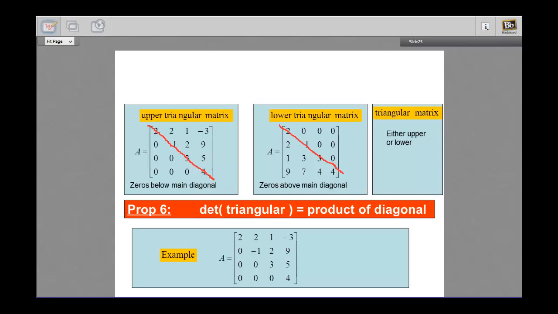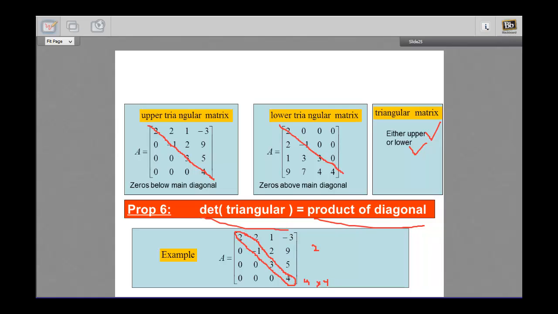So property number 6 is that the determinant of a triangular matrix is the product of the diagonal elements. If we are given a triangular matrix, either lower triangular or upper triangular, then what is the determinant? For example, a 4 by 4 matrix is given. It is a property that tells us the value of this determinant. It can be asked as a 1 mark question: what is the value of this determinant? You directly say that it is just the product of the elements of the main diagonal.